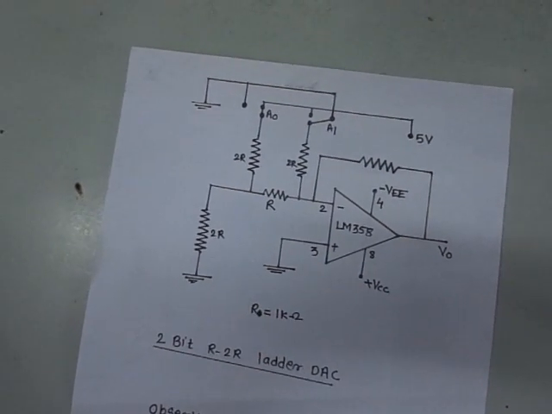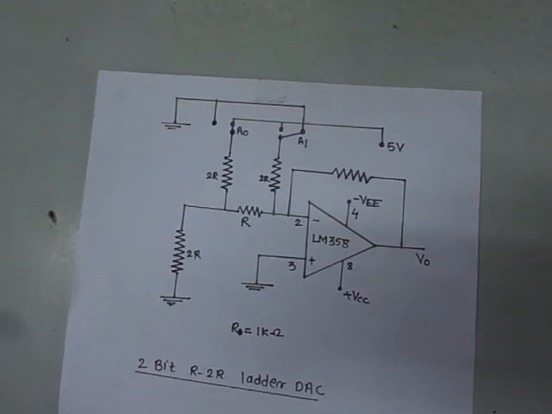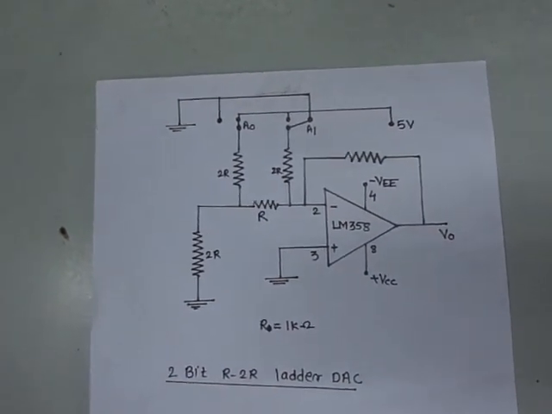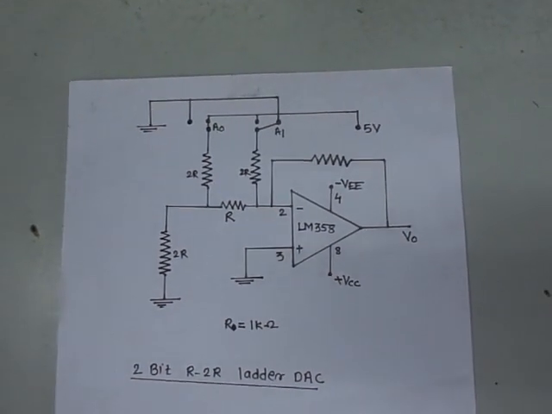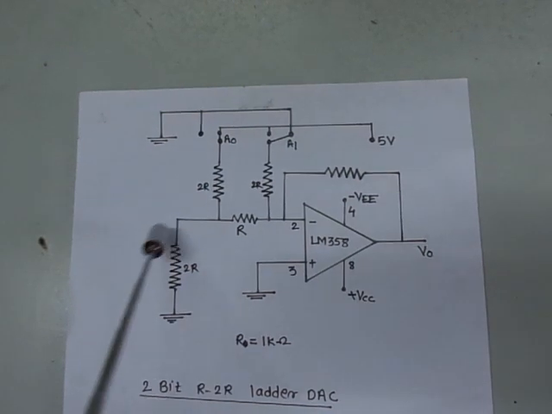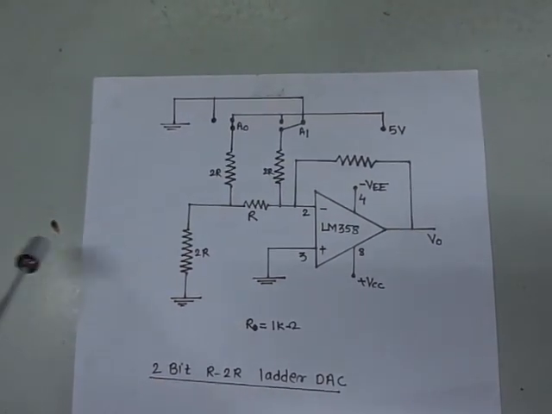Hello students, today we are going to discuss digital to analog converter. The circuit which is shown in front of you is a 2-bit R to 2R ladder digital to analog converter. Here for this operation we are going to use LM358 IC, and this 2-bit digital to analog converter circuit is designed over here.